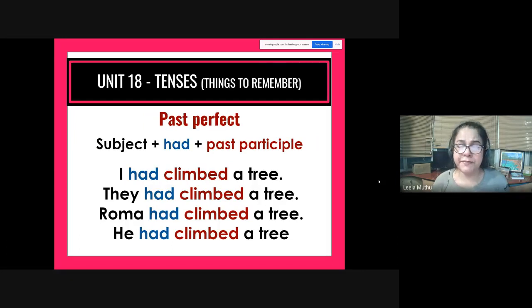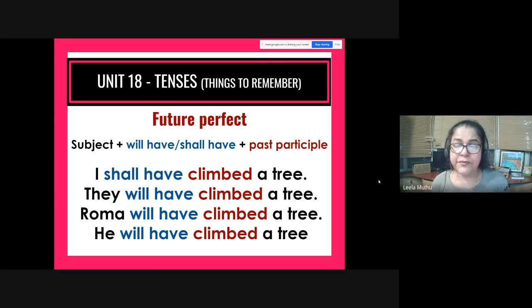Now, past perfect. Subject plus had plus the past participle. I had climbed a tree, you had climbed a tree, he, she, or it had climbed a tree, we had climbed a tree, you all had climbed a tree, and they had climbed a tree.